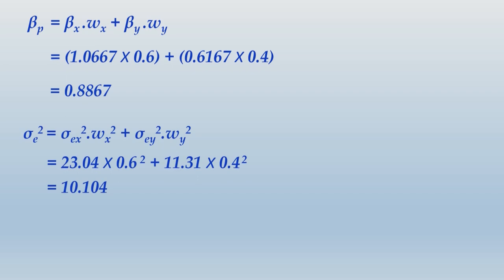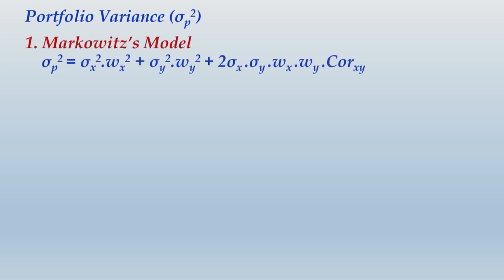Alright friends, after finishing these two calculations, let us move ahead and apply the calculations for portfolio variance, first by Markowitz model. Now this is something known to you very well, I don't have to explain how to do this. Sigma p squared, so many times you have computed, sigma p squared will be sigma x squared into wx squared plus sigma y squared into wy squared plus 2 times sigma x into sigma y into weight of x into weight of y into correlation between x and y.